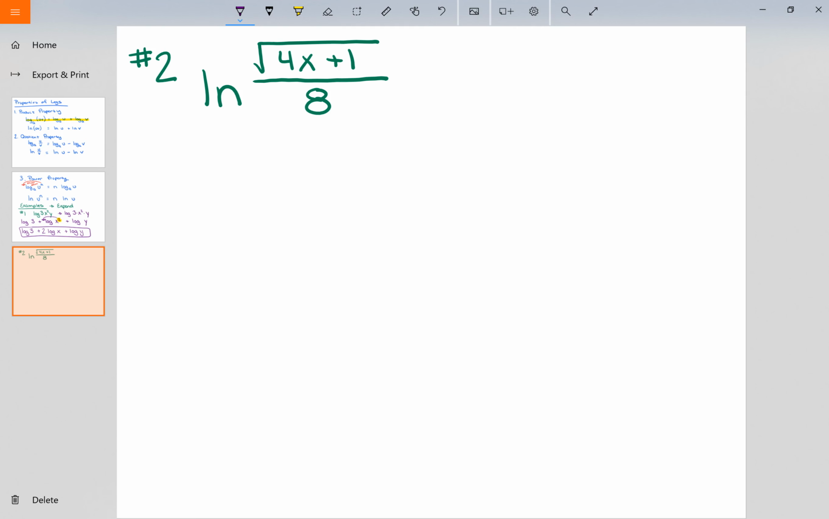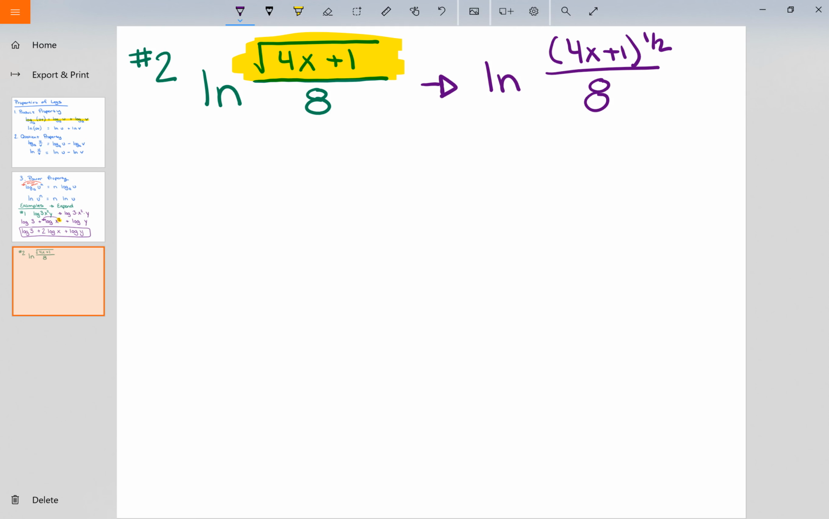But a harder one to see is this top. That top is understood to be a power. Square root means what? Power. And hopefully you said a half over 8. So now we're going to expand using the quotient rule. So I'm going to write natural log 4x plus 1 to the half minus natural log of 8.